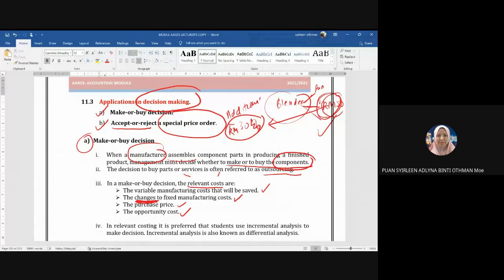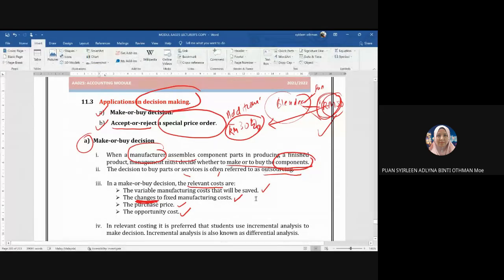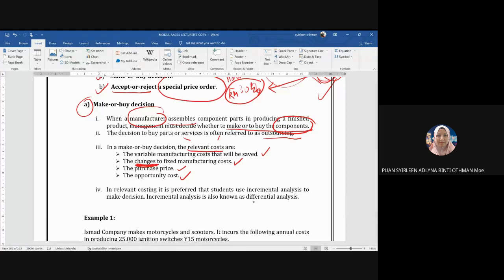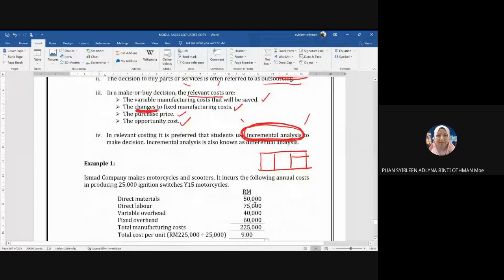Okay, so in relevant costing, it is preferred that students use incremental analysis. Okay, untuk soalan chapter 11, the only alternative that we are going to teach you is by using the incremental analysis. So incremental analysis tu dia mesti ada 3 column dalam table. Okay, so the last part of the column will be your incremental analysis, sama ada berlaku peningkatan kos atau pengurangan kos. Okay, alright. We look at example 1.